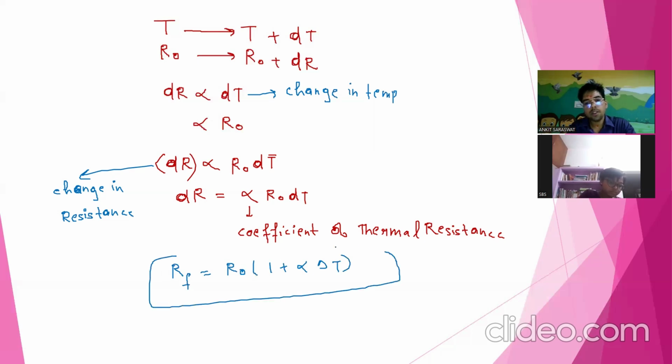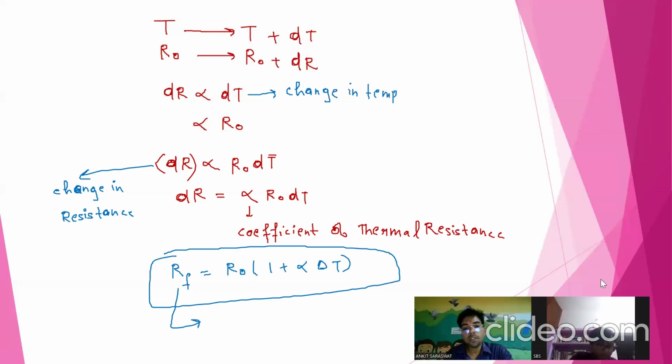What is RF? RF is the final resistance. R naught is the initial resistance. And delta T is the change in temperature. Understood? You will apply this relation only when alpha is constant. In most of the questions at your level, alpha is constant. Understood? Any doubt? No doubt, sir.